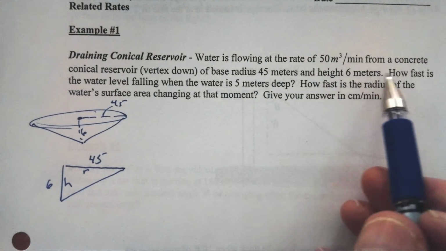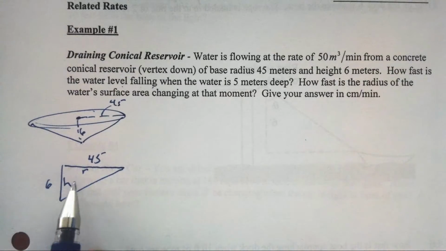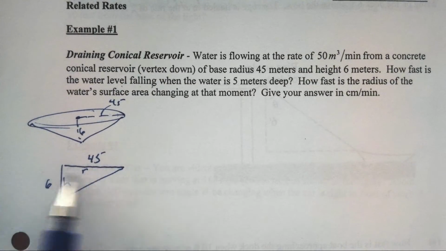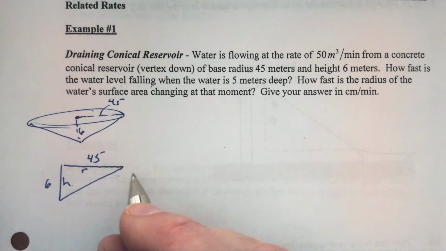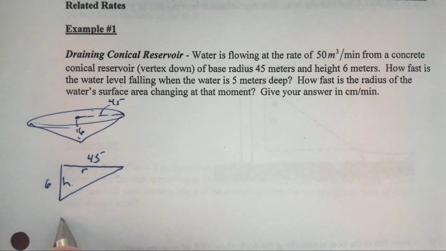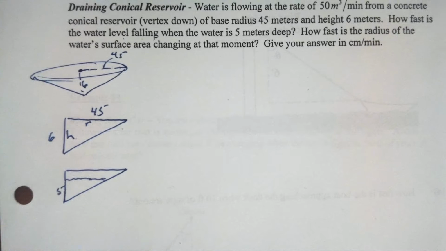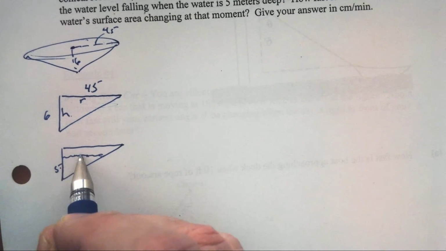So let's continue reading. How fast is the water level falling? The water level starts at 6 and starts draining down. At some point, I'm interested in what's happening when the water is 5 meters deep. So at this point, we've got our water level right here, and I'm interested in when this is 5. When this is 5, this radius is changing as well as it's coming down. So maybe I need to know how R and H are related. When my height is 5, what's my radius?